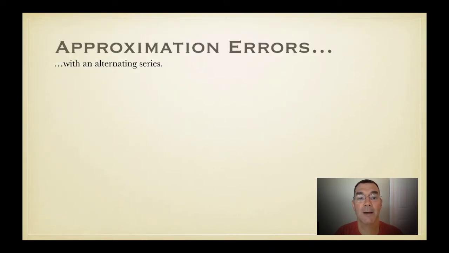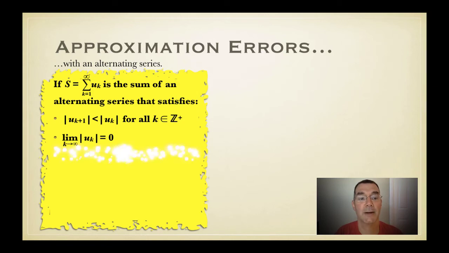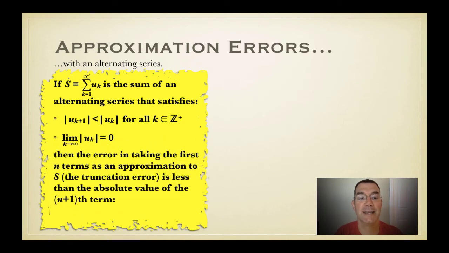All right. Now, there are approximation errors that I need to consider with an alternating series. So I have this infinite sum of an alternating series, such that it satisfies all of those conditions that I talked about in the previous slide. The error in taking the first n terms as an approximation to the actual sum is less than the absolute value of the next term. Okay, so the actual sum minus the nth partial sum will always be less than the (n+1)th term.